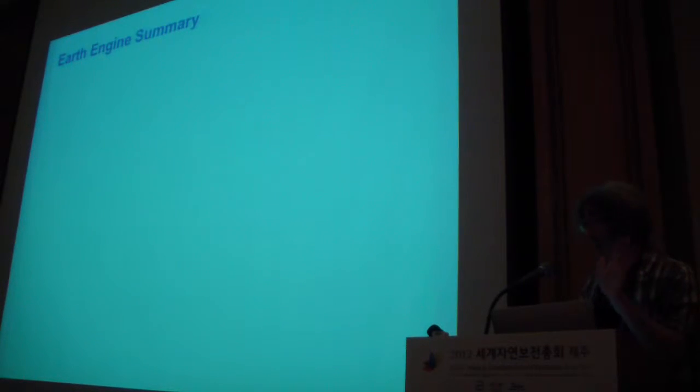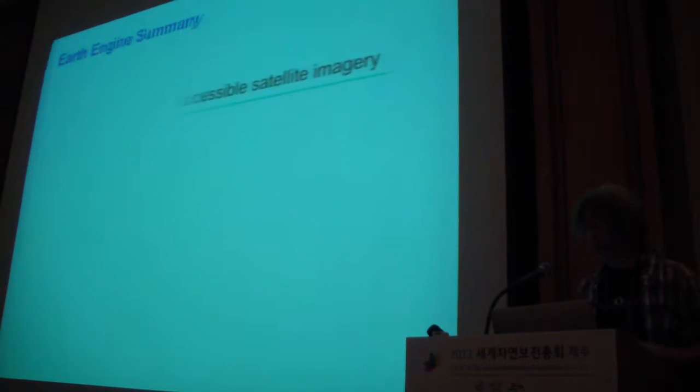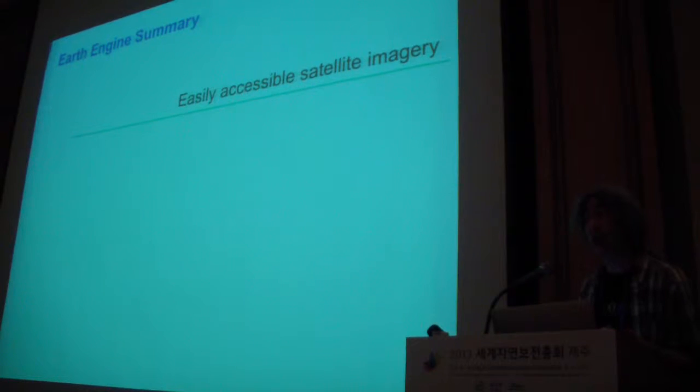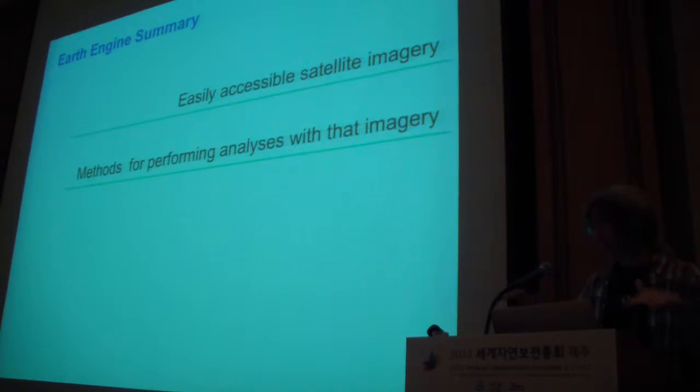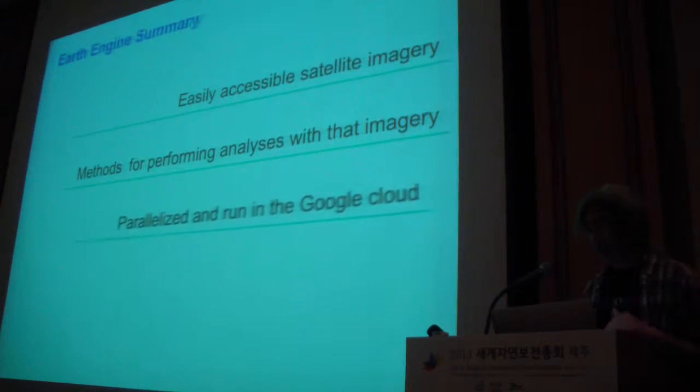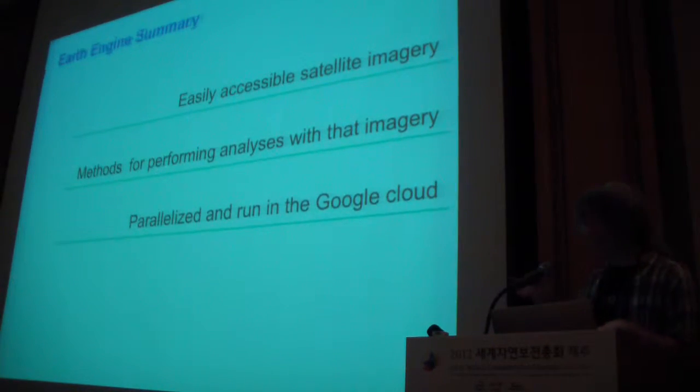So to summarize, this is Earth Engine in a nutshell. Lots of satellite imagery that you can access easily. Ways of doing analyses on the imagery. And the ability to parallelize those analyses over lots of computers in the Google cluster without really paying attention to what you're doing.